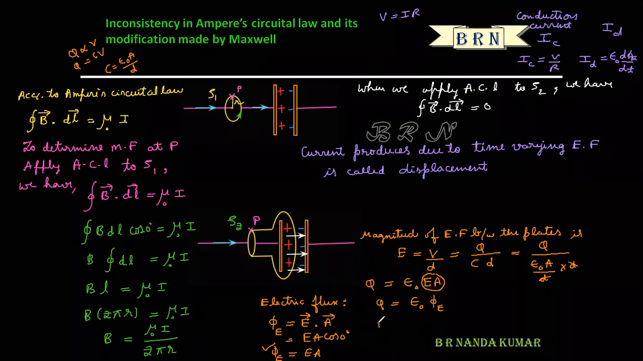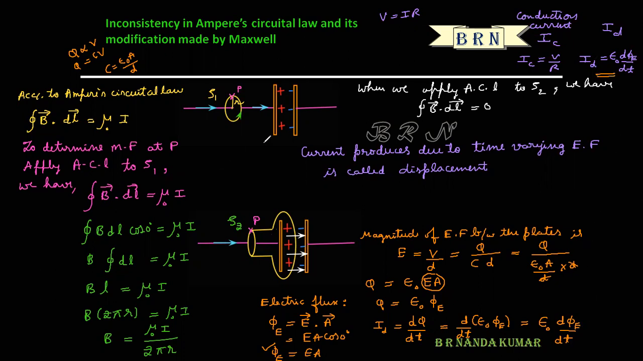So the displacement current ID: current is the rate of flow of charge. So ID is equal to dq by dt. What is the value of q? Q is epsilon naught into phi E. Epsilon naught is constant, so take it outside. So ID is epsilon naught into d phi E divided by dt. This is the mathematical expression for the displacement current.